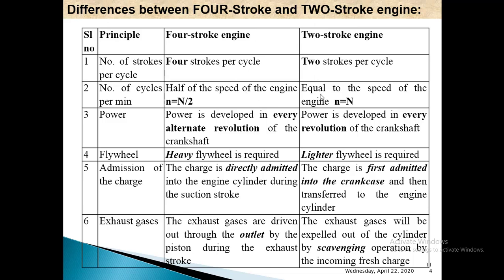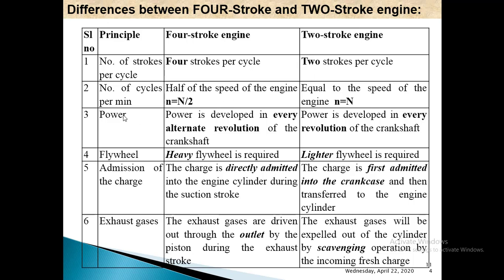Here you all know that in a two-stroke engine, the crankshaft needs to complete one revolution for one cycle. So the number of cycles is equal to the speed of the engine. Lowercase n is the number of cycles, and uppercase N represents the speed of the engine. These notations will be used in solving numericals, so remember that. The number of cycles in a four-stroke engine is half the speed of the engine, and in a two-stroke engine it is equal to the speed of the engine. Again, you know the reason: the crankshaft needs to finish one revolution for one cycle, whereas in the four-stroke engine it has to finish two revolutions for one cycle.